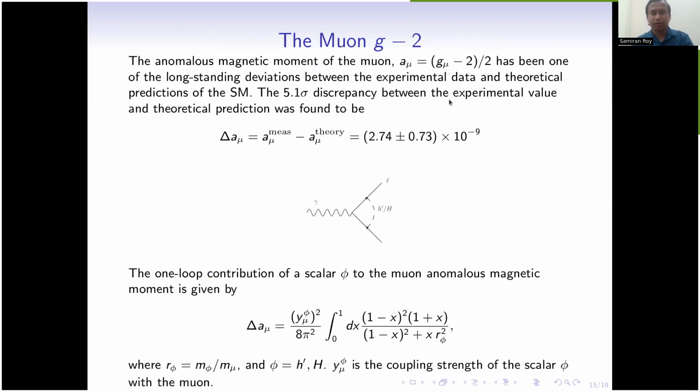Now I'll briefly discuss the muon g-2 and the CDF II W-mass measurements. We know that the anomalous magnetic moment of the muon differs between the experimental data and the theoretical prediction in the standard model. The discrepancy is like 5.1 sigma, and delta a_mu is 2.74 times 10 to the power minus 9. So in our model, we have both H prime and capital H. We can explain this anomalous magnetic moment, and our benchmark values satisfy this data.